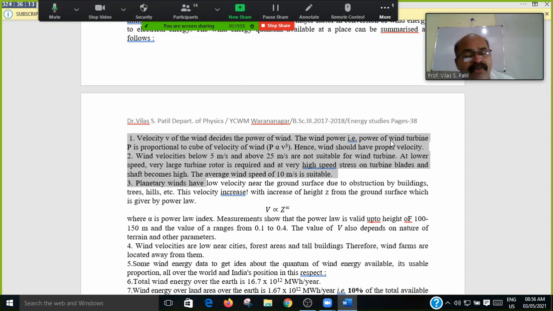That is second, the wind velocity: below 5 meters per second is not used, and above 25 meters per second is not suitable for the wind turbine. If the wind velocity is below 5 meters per second, the wind turbine will not rotate with the proper velocity, and if they are not rotated with the proper velocity, then conversion of the wind power will not appear.